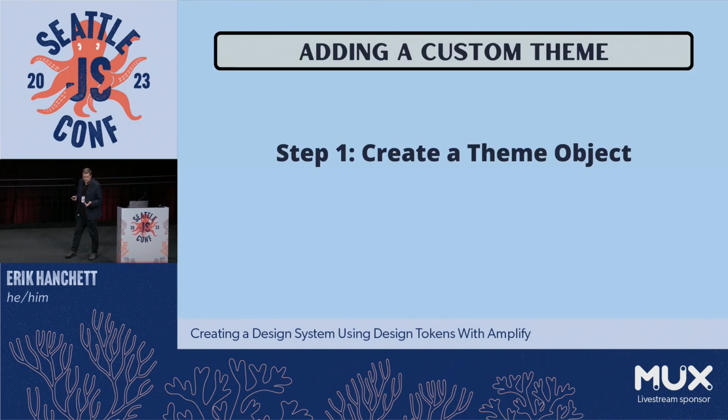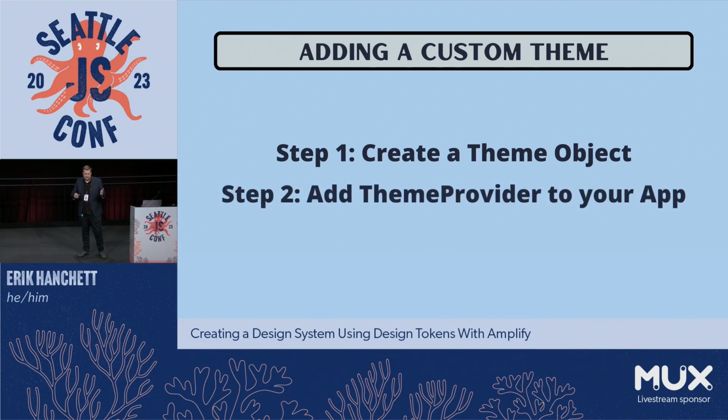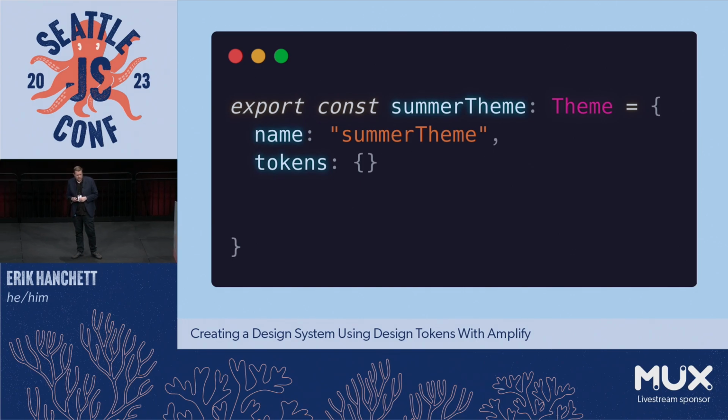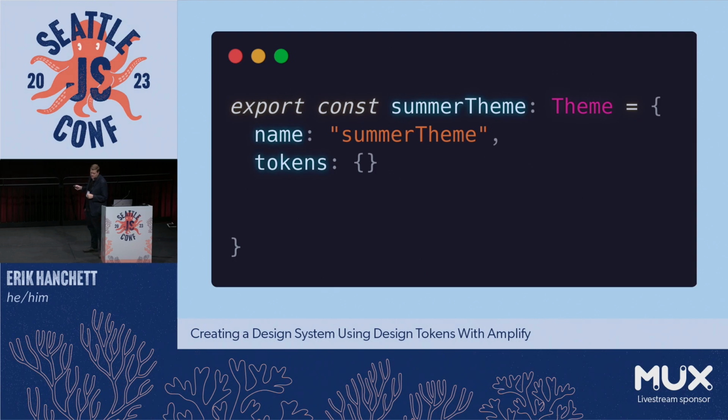So we're going to create a theme object, and we're going to add theme provider to your app. And we're going to use Amplify, but you can certainly use this with whatever design system you're using. It's going to be kind of similar concepts. So first, I'm going to create something called a summer theme. I'm going to put a name, tokens.